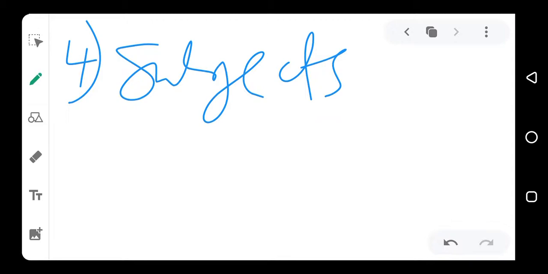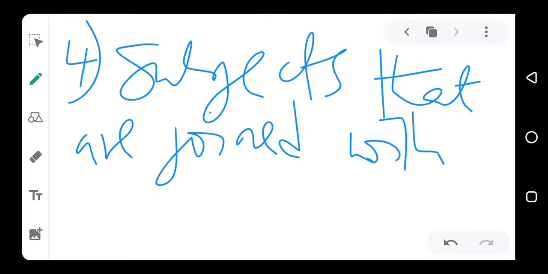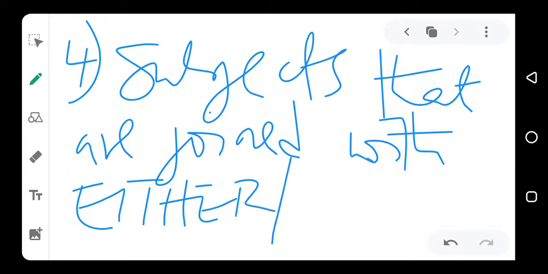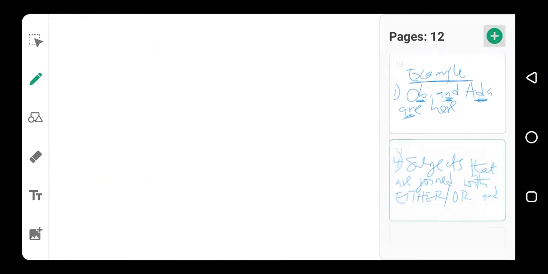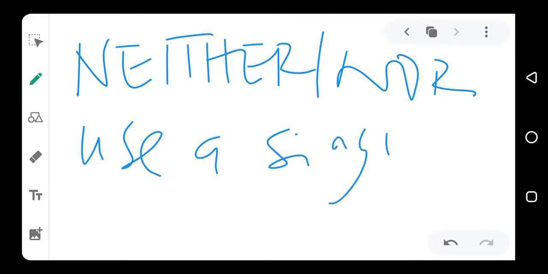Subjects that are joined with either-or and neither-nor use a singular verb.